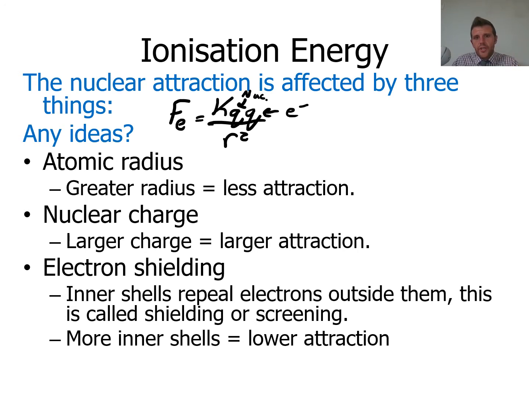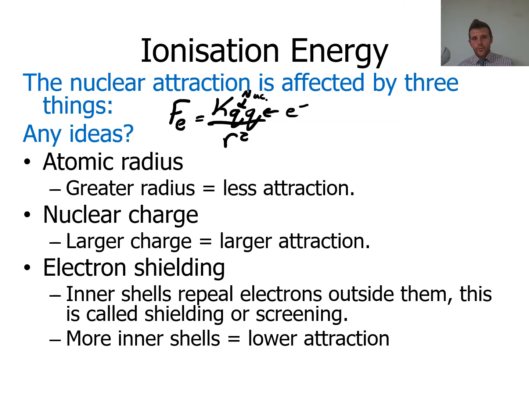So, in other words, if the radius is bigger, you're going to be dividing by a larger number because r squared is on the bottom, and the larger the denominator gets, the smaller the whole number gets as a whole. So the larger the radius, the less the attraction. The smaller the force electric gets.